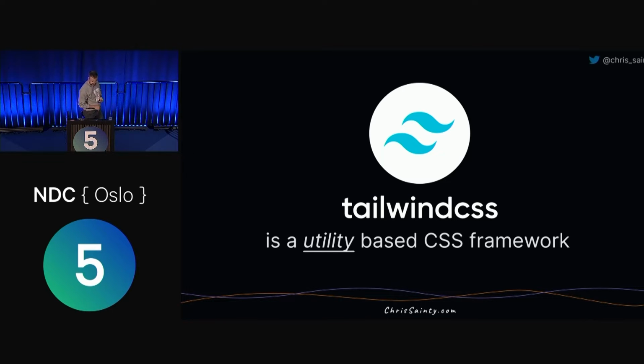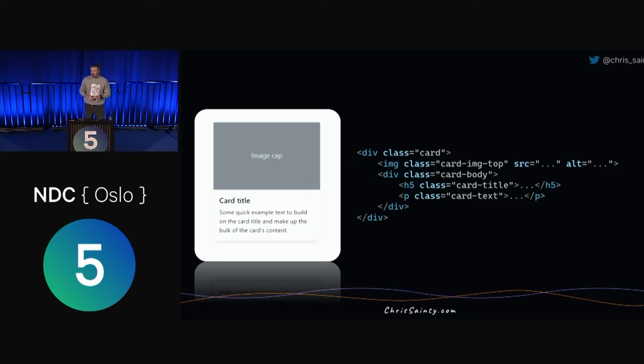So let's have a look at a practical example of this. So here's a card from Bootstrap, okay, and the markup that goes alongside it. So you can see there we've got this outer div with a class of card, and then this image class card-img-top for the image, card-body, card-title, card-text, okay? So we copy and paste that from Bootstrap docs, and that is what you're going to get in your application. So how would we do this with Tailwind?